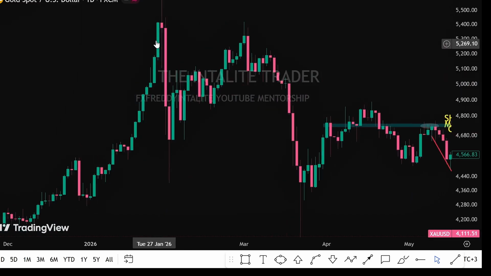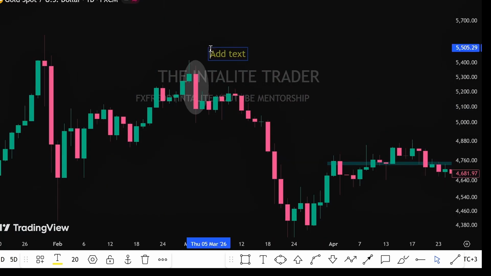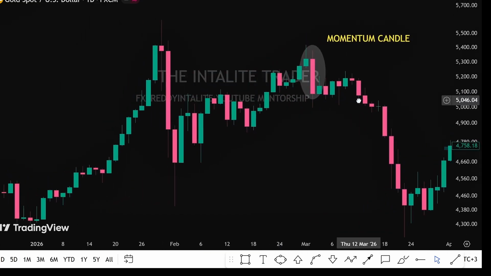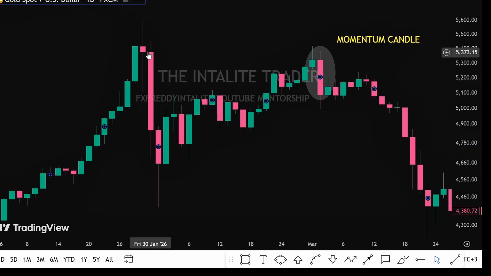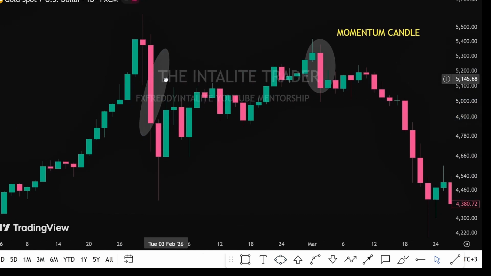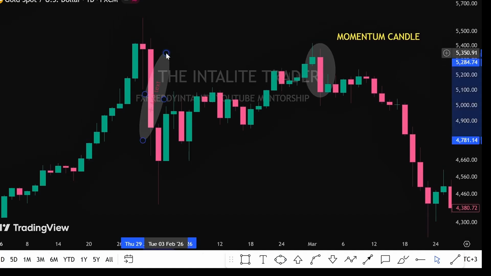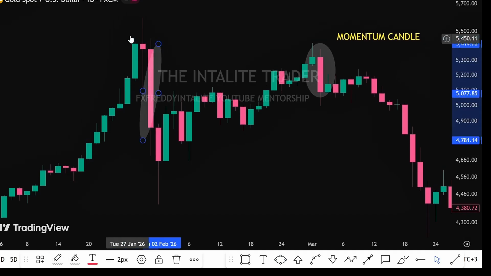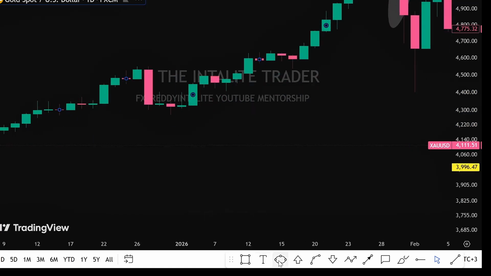What did the price do? Even if price went back, it pushed low. This is a momentum candle. Then we have this also as a momentum candle. This candle here, why? Its body size is bigger than the previous candle. We have multiple long wick candles here.